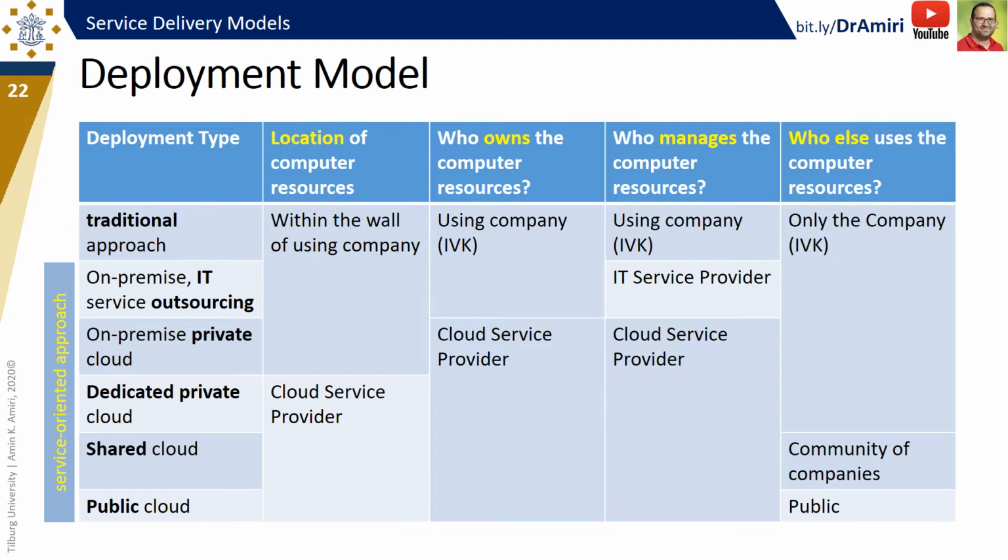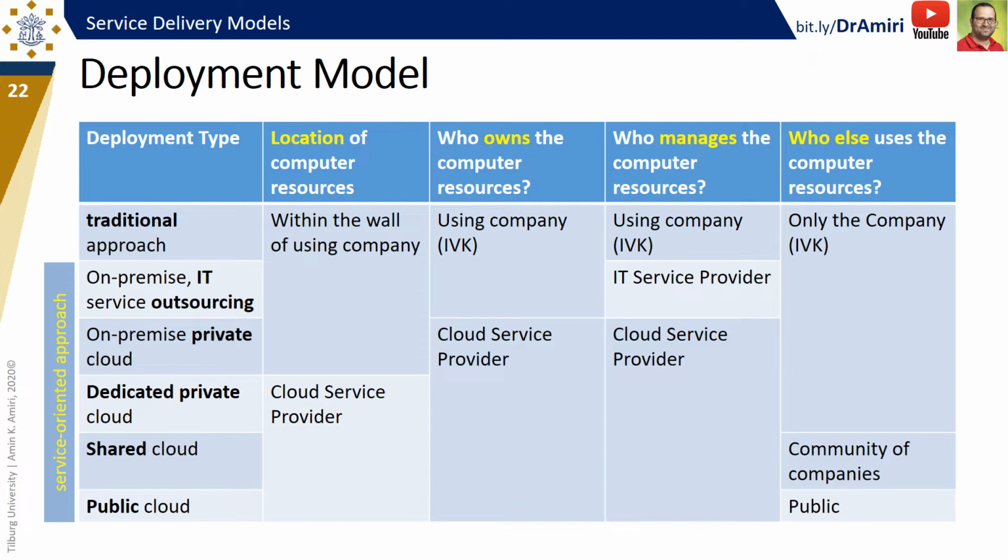There are 6 deployment types as well. That is 6 ways to make a software application or any computational resource available for use. These models are based on 4 attributes.